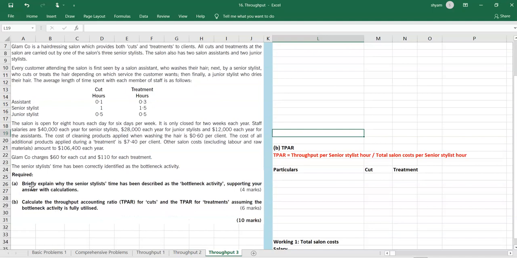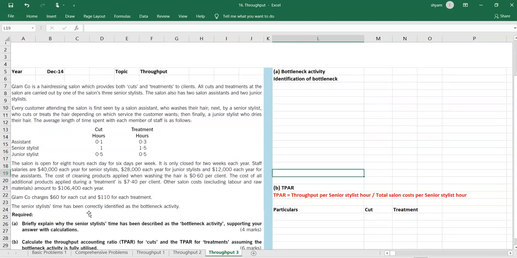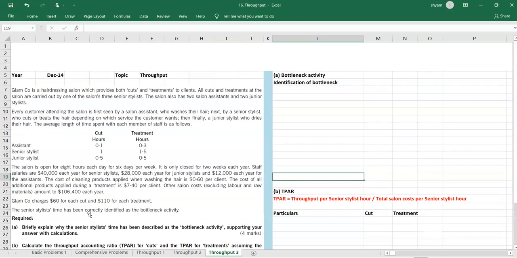Required A is briefly explain why the senior stylist time has been described as the bottleneck, supporting your answer with calculation. So you only have to explain why senior stylist time is the bottleneck activity. Then you have to calculate the throughput accounting ratio, TPAR, for cuts and the TPAR for treatment, assuming the bottleneck is fully utilized. So they are just asking you to find out this number. Just a TPAR they want you to find out.